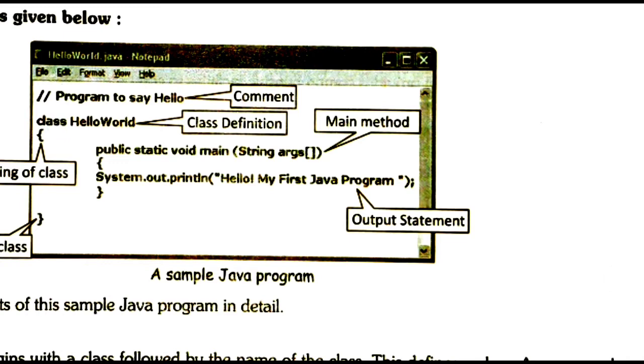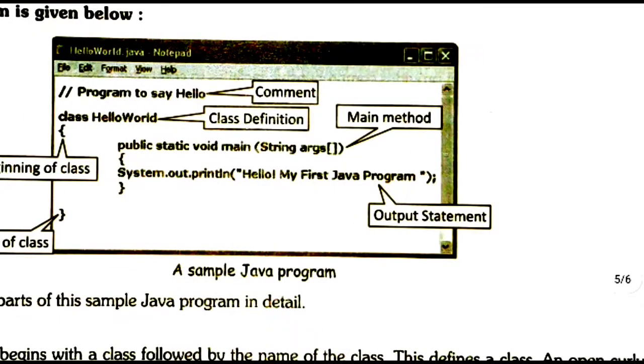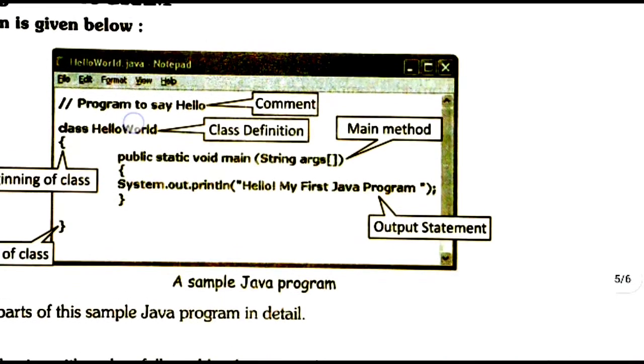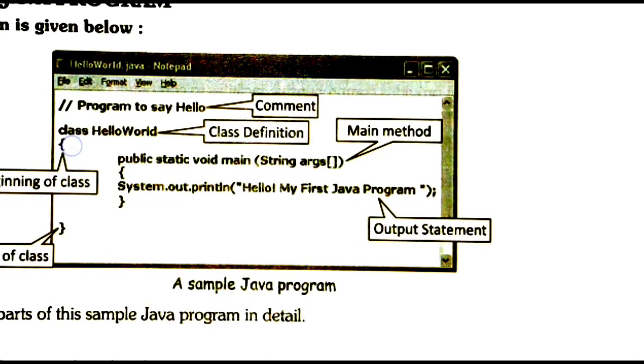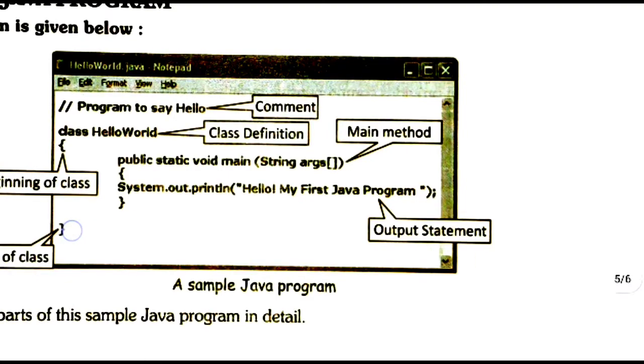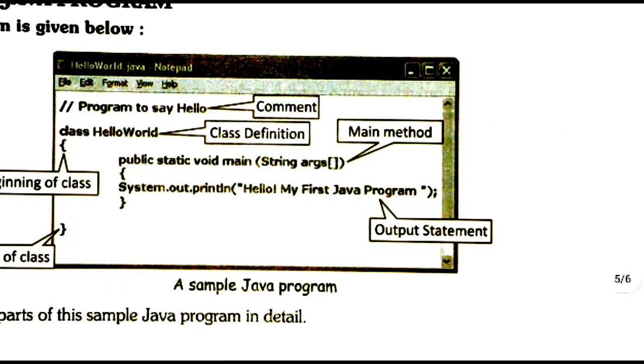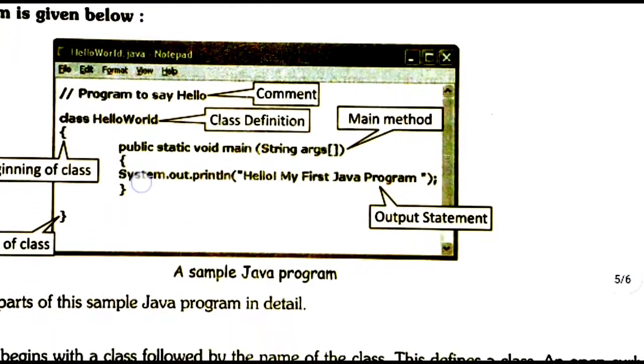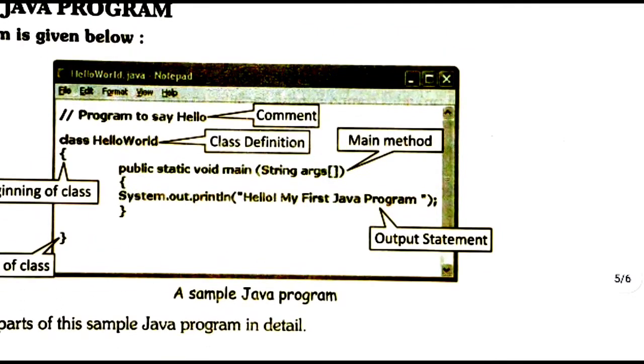Next we have class. Class is a keyword in Java. HelloWorld is the name of this class, and this is a curly bracket opening, and this is a curly bracket which is closing. So this is the class keyword, this is the name of the class, this is the opening body of the class, and this is the closing body of the class. Whatever you want to declare here, everything must be declared inside a class.